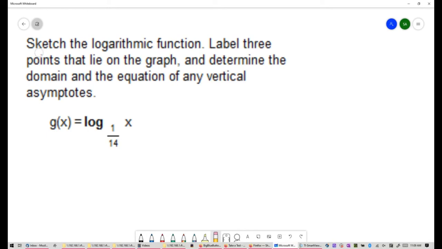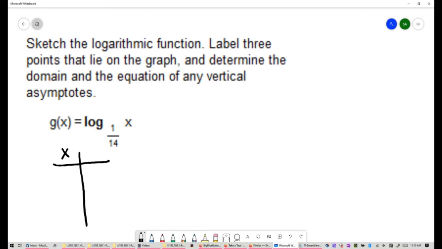On this example, we want to sketch the logarithmic function, label 3 points that lie on the graph, determine the domain, and the equation of the vertical asymptote. And this time we have another log function, but with a fractional base. So that's g of x equals log base 1/14 of x. So I want to start by getting those points. And as we said before, usually I have a standard set of x's that I choose, but I want my ordered pairs to be nice numbers.